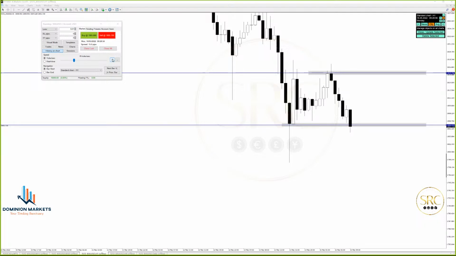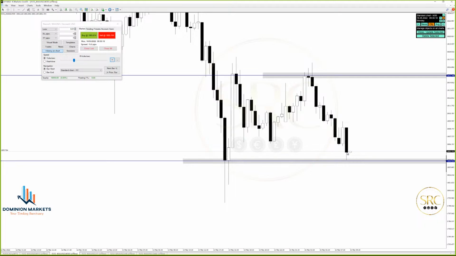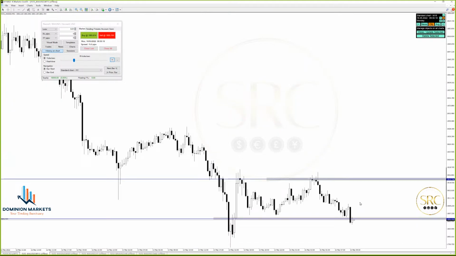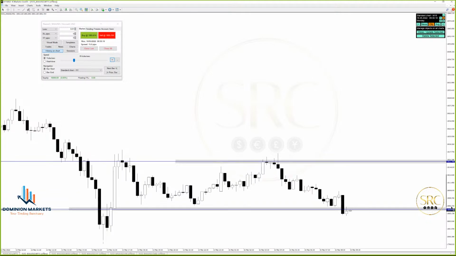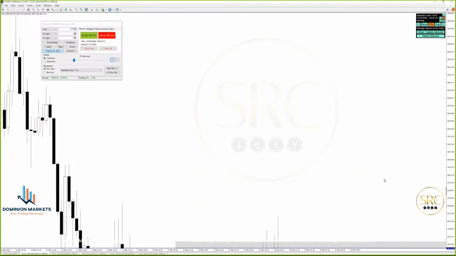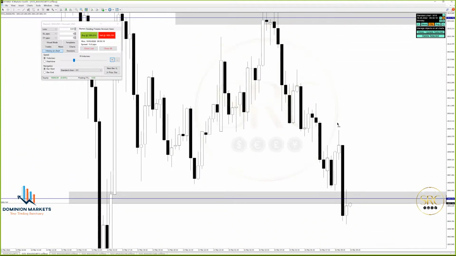All right, the 30-minute candle is about to close. Boom, the 30-minute candle has closed. Let's take a look on the 30-minute. The 30-minute has closed bearish. Let's take a look on the 15-minute a little bit. Now, this is where looking at the 15-minute becomes very, very important.